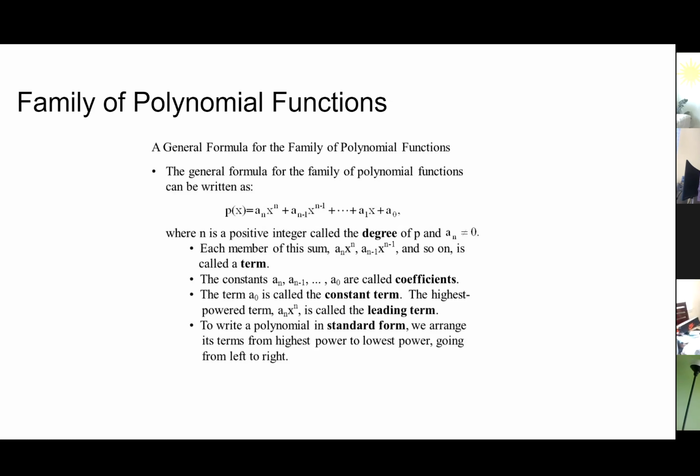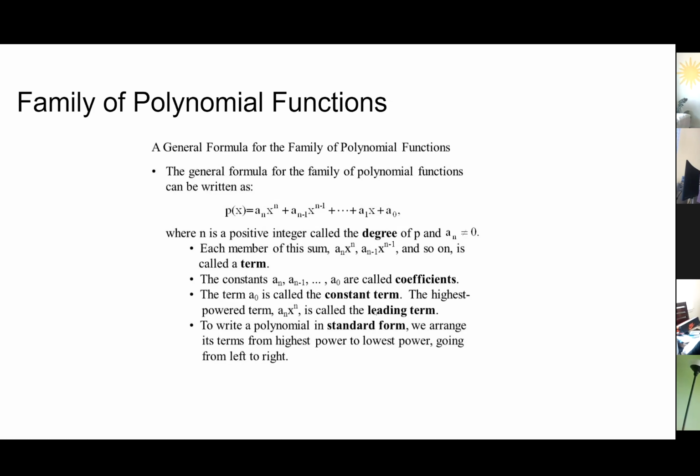Where n is a positive integer, it's called the degree of p, and a_n cannot equal 0. Each member of the sum, a_n x to the n, is called a term. The constants a_n, a_n minus 1, down to a_0 are called coefficients, basically what's in front. The term a_0 is called the constant term. And the highest powered term, a_n x to the n, is called the leading term.